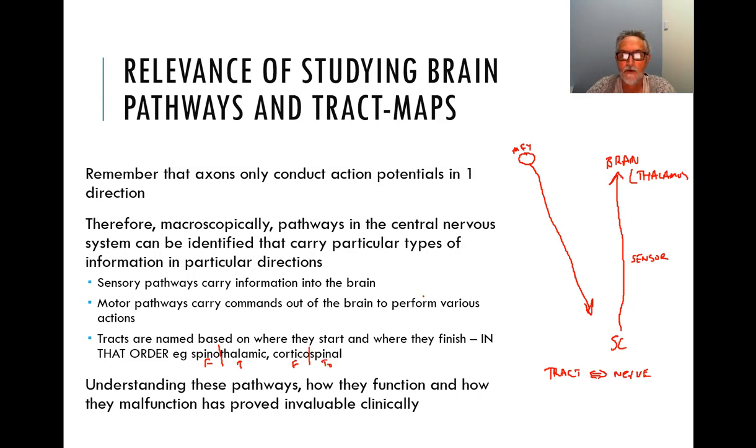Sometimes they'll be named on where they're going from and to in the brain, so we'll have thalamocortical, from the thalamus to the cortex. Sometimes they'll get more complicated names, like one of the ones we'll talk about next week, the dorsal column medial lemniscus, but we'll talk about that when we get to it. And understanding these pathways, these connections, has been the key until recently in understanding how the brain functions and malfunctions.